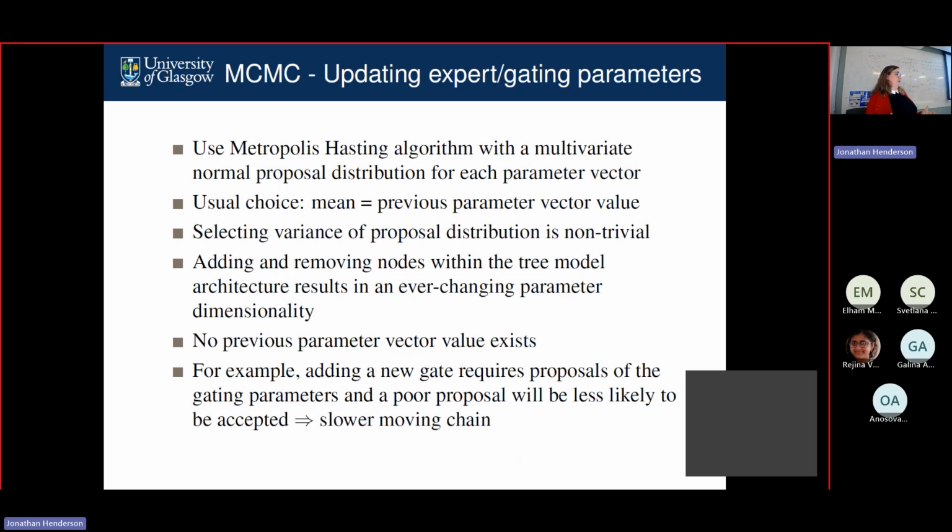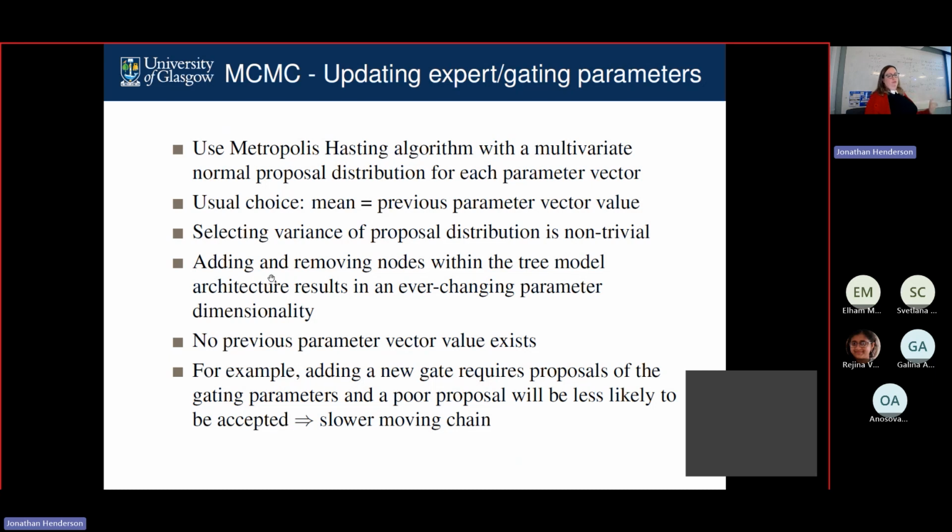Selecting the variance is non-trivial. I'm not going to give you any sort of lies about that. You do actually have to tailor this stuff. You still do, as you do with every MCMC thing that you have to do. So you're going to have to try some out, see if it gets good acceptance rates, and then tailor that.